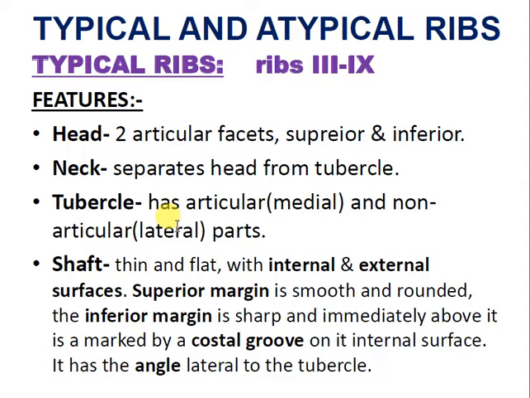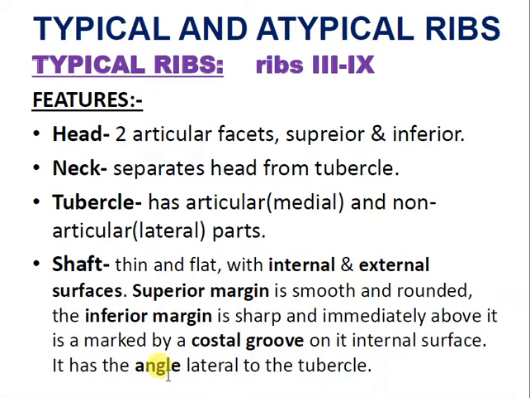The shaft of the rib is thin and flat, with internal and external surfaces. The superior margin of the shaft is smooth and rounded. The inferior margin is sharp, and immediately above it, it is marked by the costal groove on its internal surface.